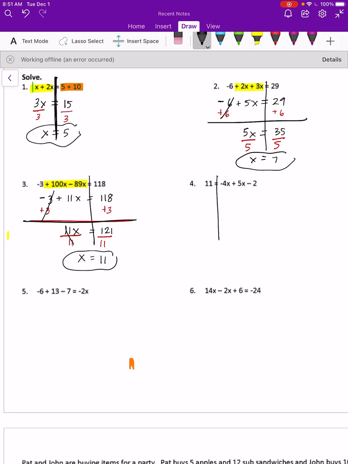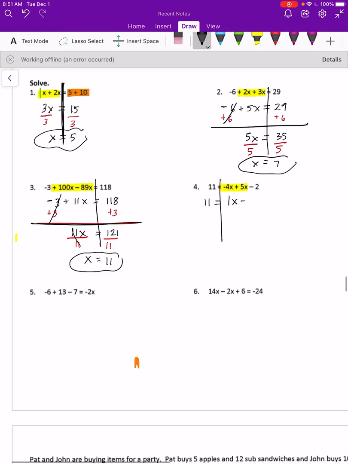All right, let's try another. I put my balance down the center. I collect my like terms over here, so I just bring down 11. Notice I put the x on the right-hand side. Doesn't change a thing; it's still the same thing we need to take care of. So I have negative 4x plus 5x, which would just be 1x. You can leave the 1 or you don't have to have the 1. And then I bring down my minus 2.